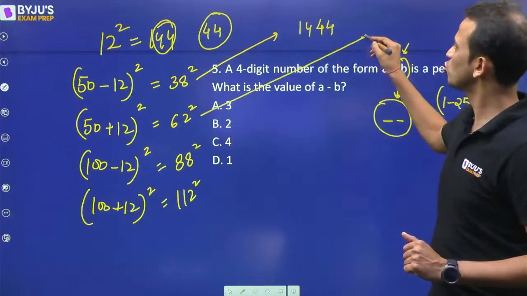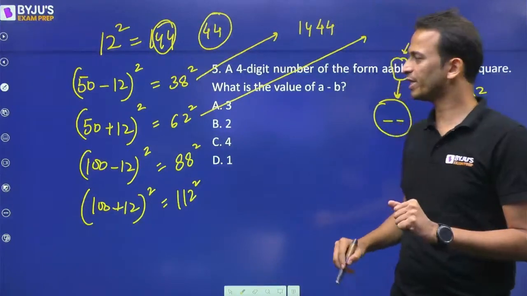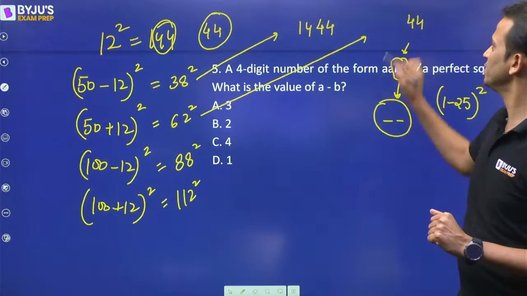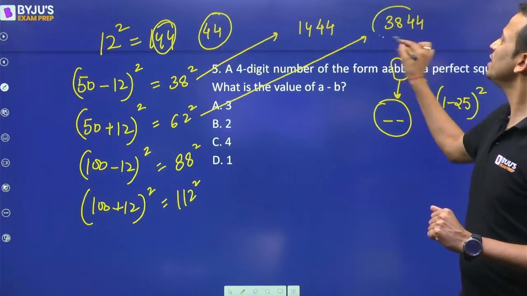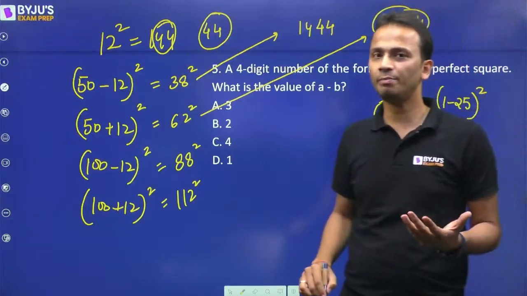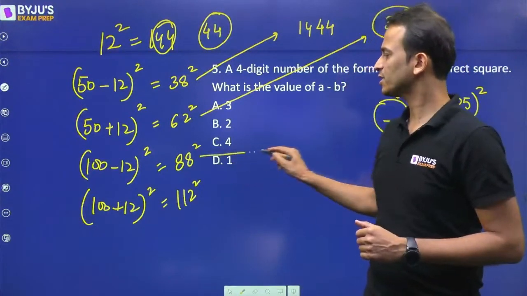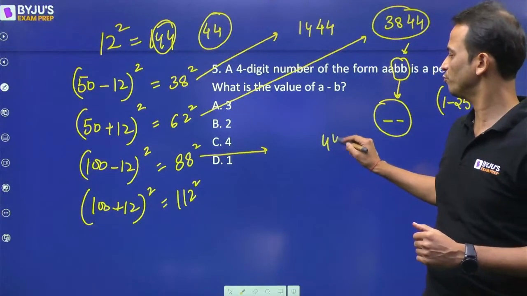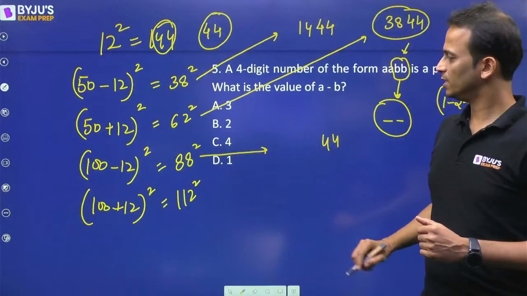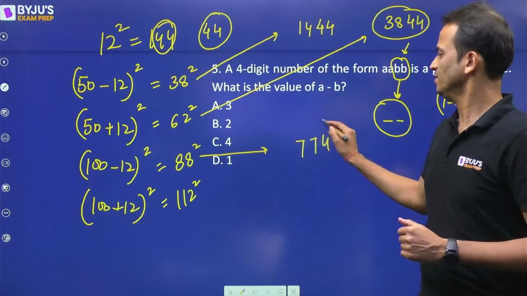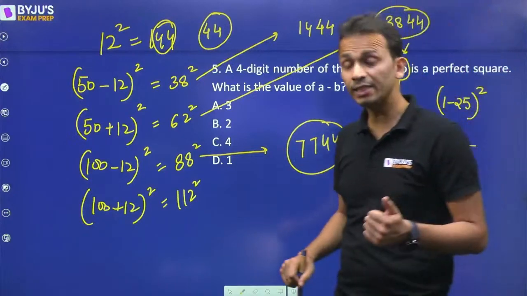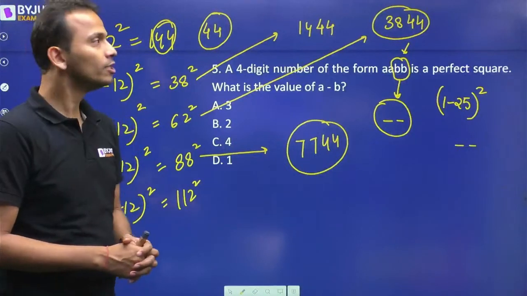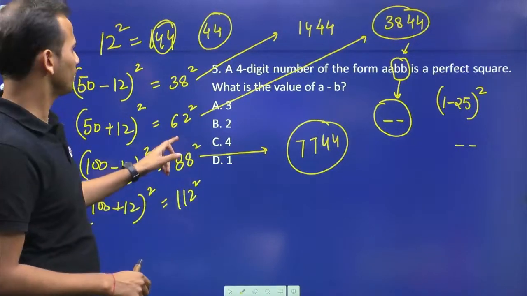So let's find out the square of 62. 62 का square क्या होगा? 3844. Is it of the form AABB? No, it is not. Next, calculate the square of 88. Now, 88 का square क्या होगा? It will be 7744. Is it of the form AABB? Yes, it is of the form AABB. Okay, so this will be the correct answer.